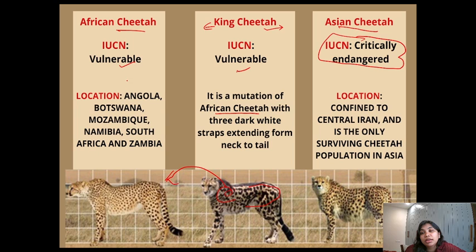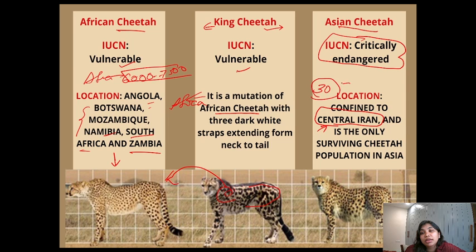Around 6,000 to 7,500 animals were there in Africa, in many countries like Angola, Namibia, South Africa and Zambia. We find these African cheetahs, including the king cheetahs, in Africa, whereas Asian cheetahs are only available in central Iran. You can see them only in central Iran. Only around 30 cheetahs can be located in central Iran.